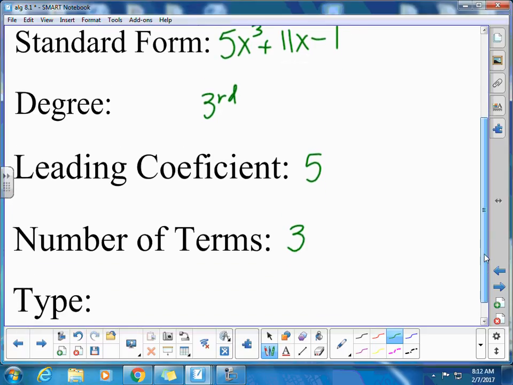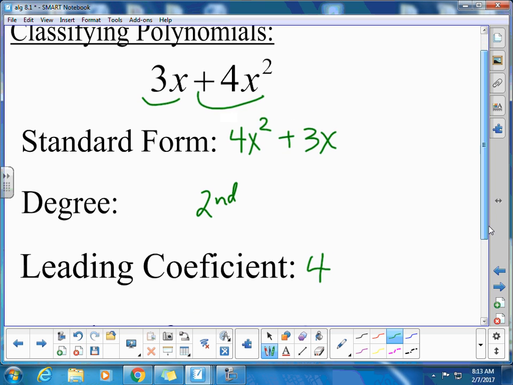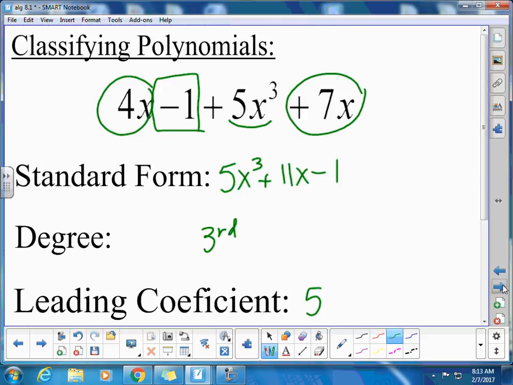So type, let's name it fully. I guess it's a cubic because it's to the third. And there's 3 terms, so it's a cubic trinomial. The last one, we probably should have named it a quadratic binomial because it had 2 terms.